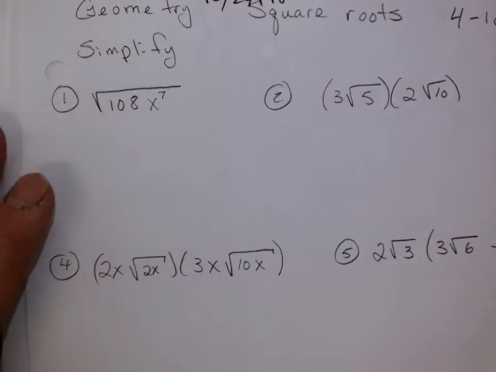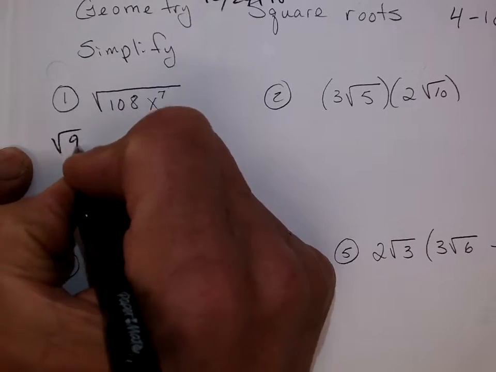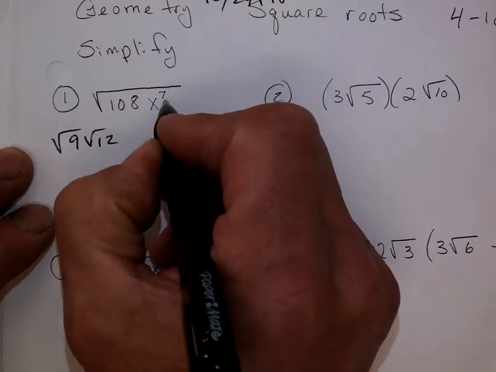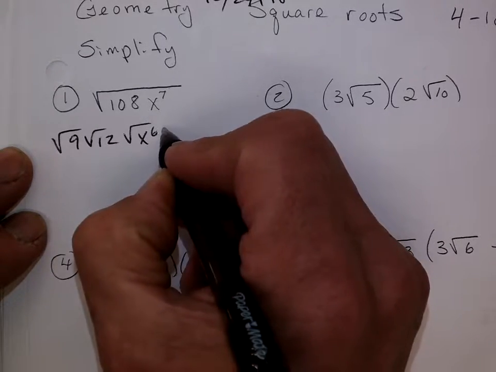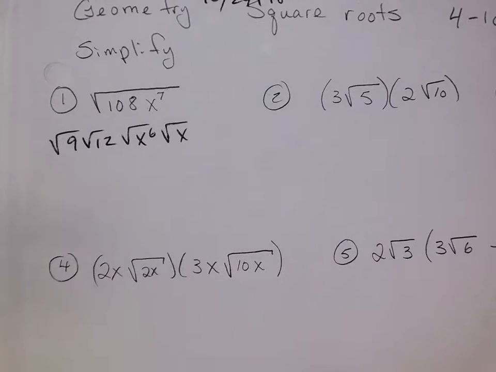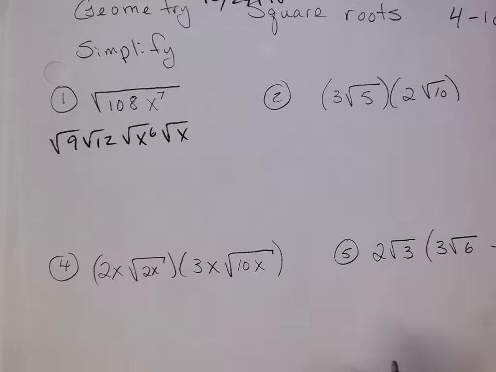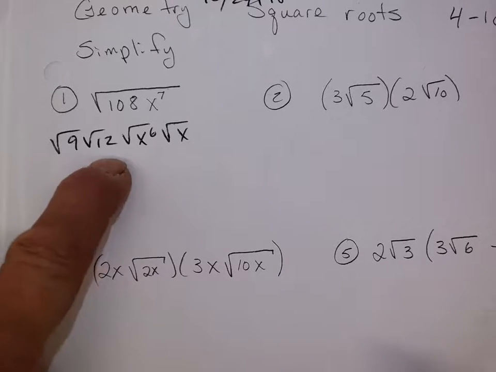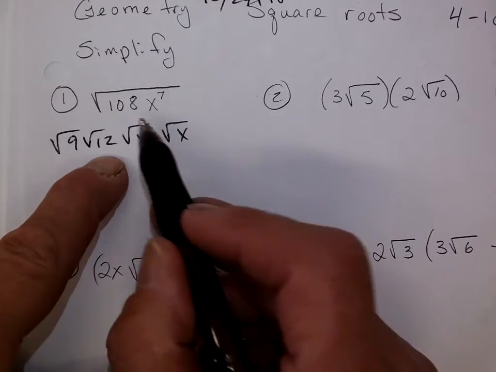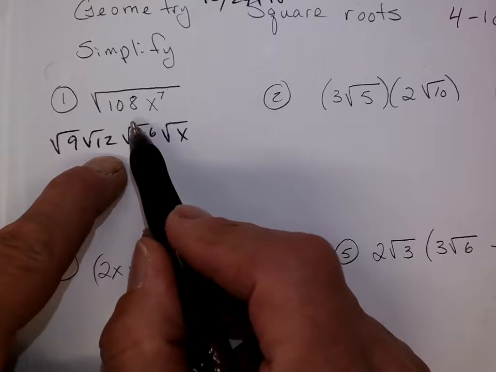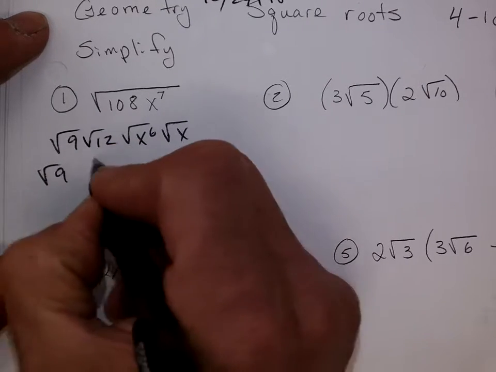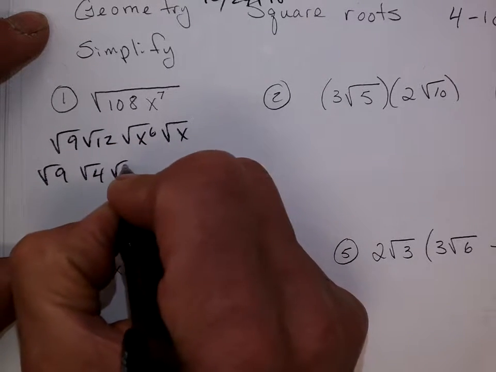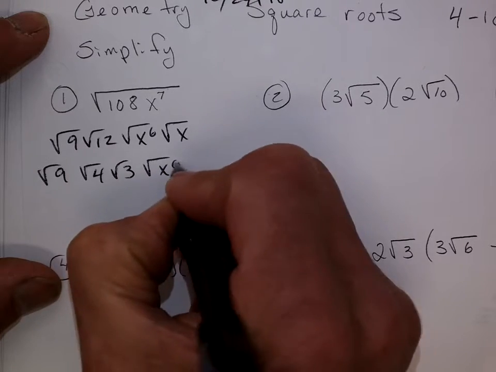So if I went square root of 9, square root of 12, and then what am I going to do about the x to the 7th? Square root of x to the 6th, and square root of x. Now, great. However, 12 can be done, can't it? We could take 12 and change that to a 4 and a 3, which meant that 36 would have gone into 108, but that's okay if you didn't know that, right? Because you can break down 12. You could go, all right, 9, 4 and a 3, square root of x to the 6, and a square root of x, okay?